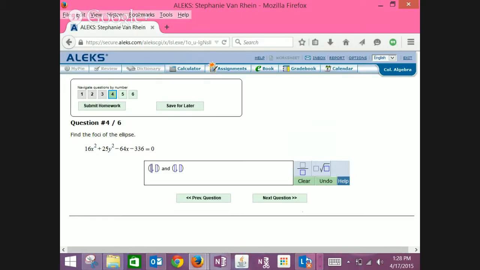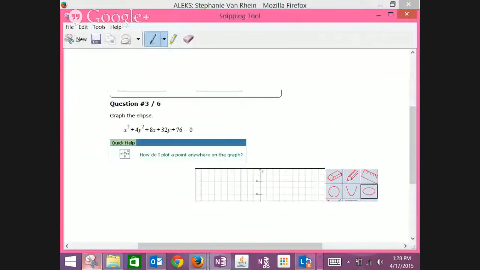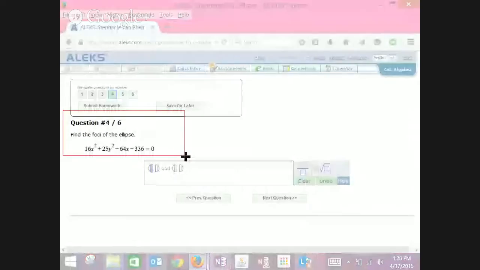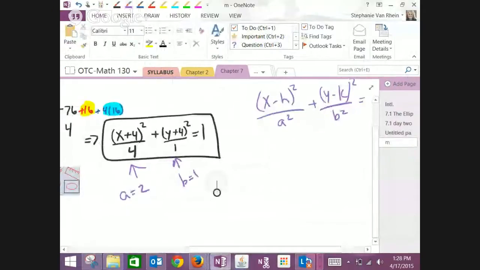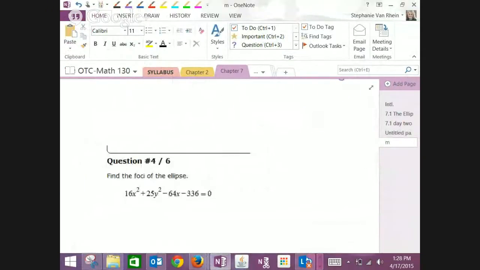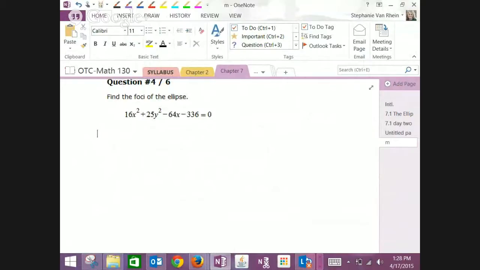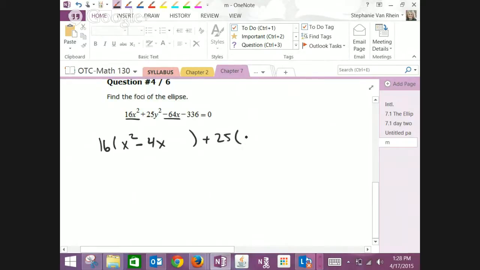So this question asks for the focus points. So I need to find the general equation. So I need to complete the square. I pull out a 16. What am I left with? x squared minus 4x plus, I pull out a 25 from my y squared terms.